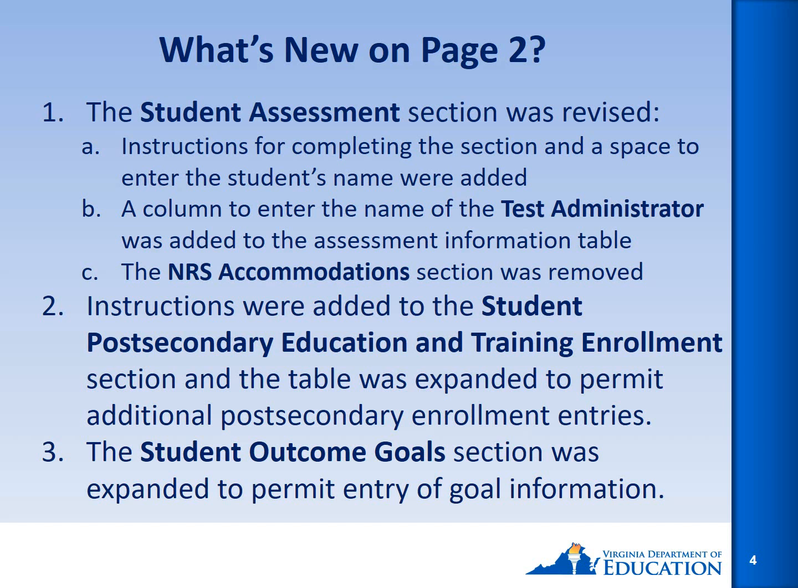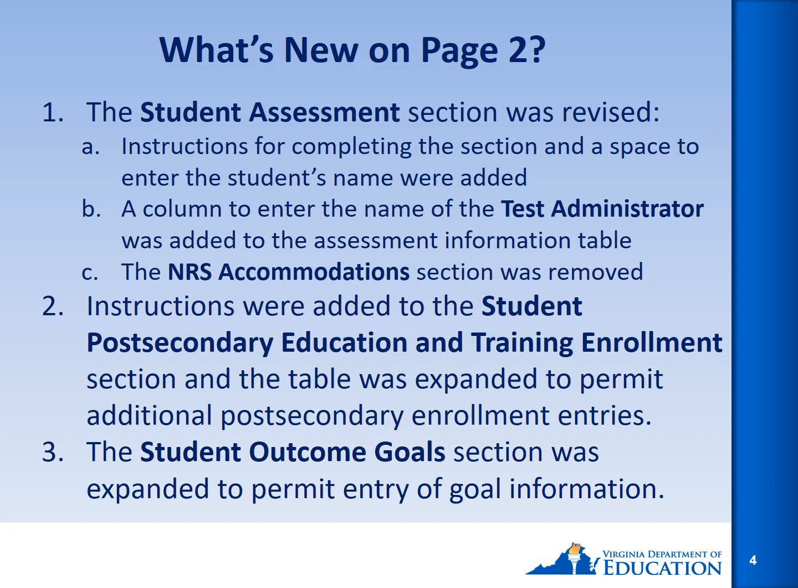Next, in the Student Post-Secondary Education and Training Enrollment section, the instructions have been updated. To enter information into this section, you need the student's last day of attendance or exit date from your adult education program, and documentation of the student's entry date, program name, and location for the post-secondary education or training program. If you do not have the necessary documentation, then you should not enter information in this section.